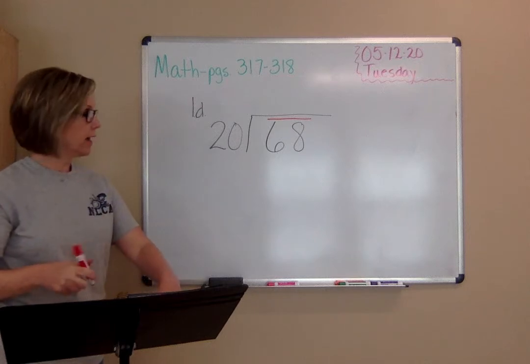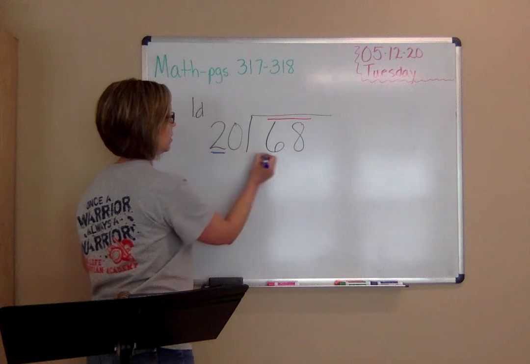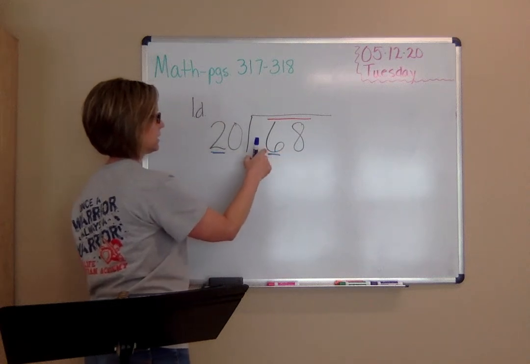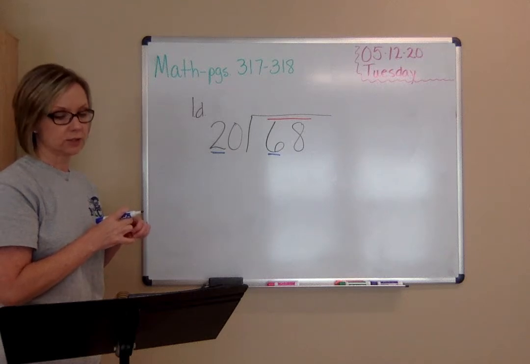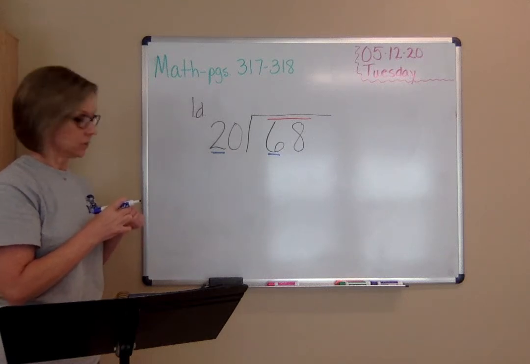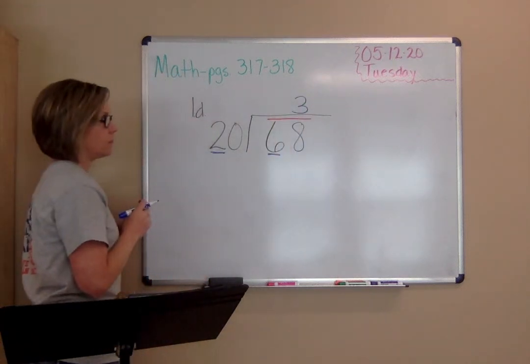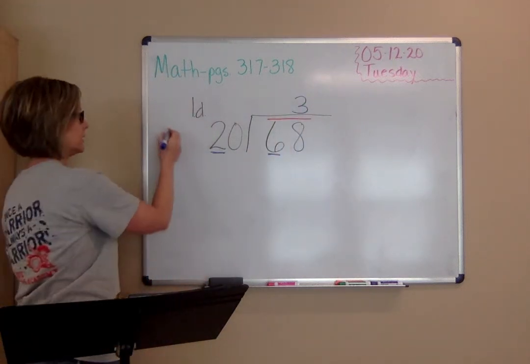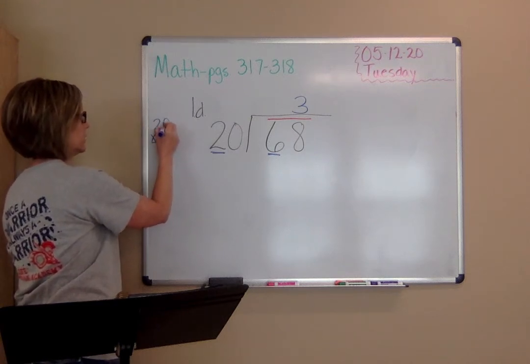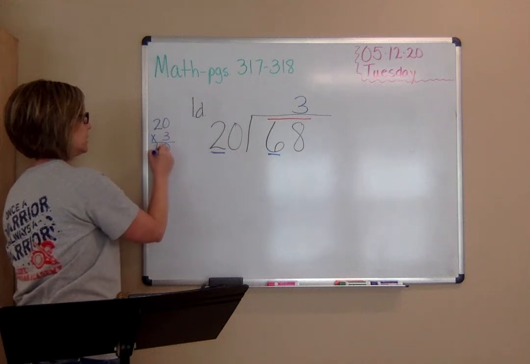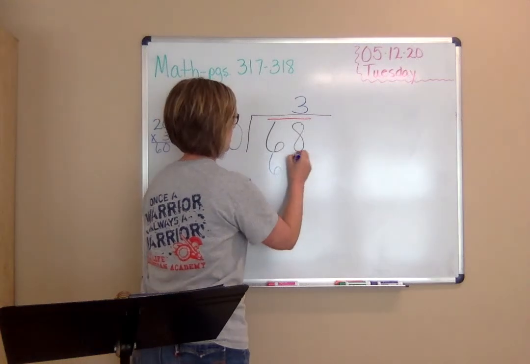So to figure it out, we're going to say how many 2s are in 6, or 6 divided by 2, whatever you want to say there. What's the answer? 3. So right here at this point, you can say 20 times 3. 3 times 0 is 0. 3 times 2 equals 6. So the answer here would be 60.